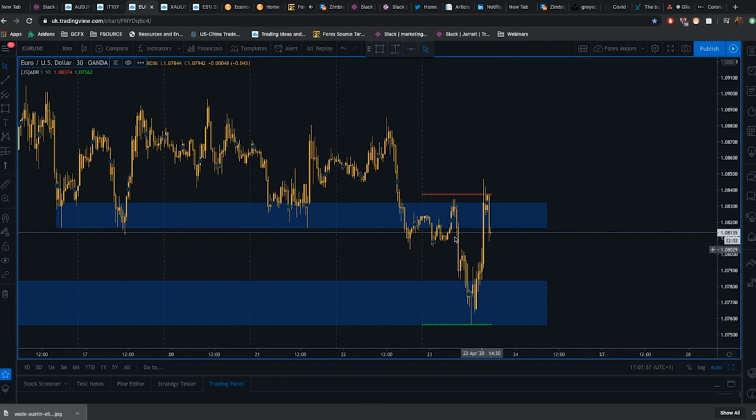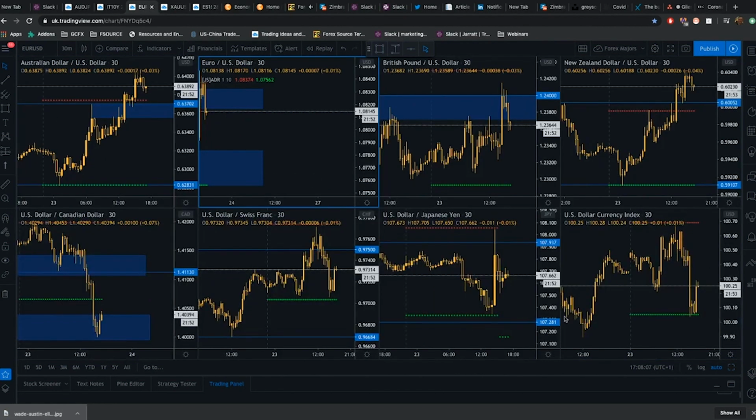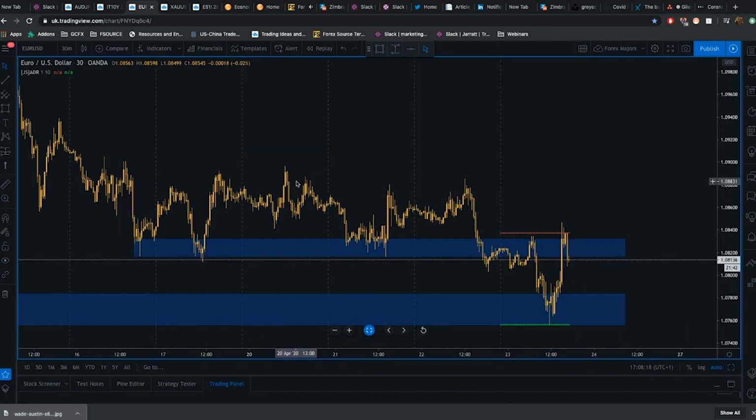We are also seeing some US dollar weakness, and the reason for that US dollar weakness, if we just take a look at the dollar index, is this mixed risk on sentiment, but we're not convinced by a full risk on sentiment. So we maintained our downward euro US dollar bias.